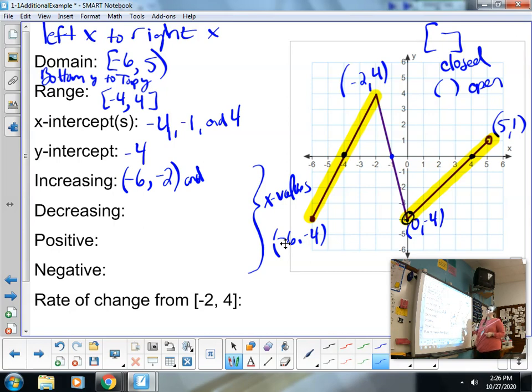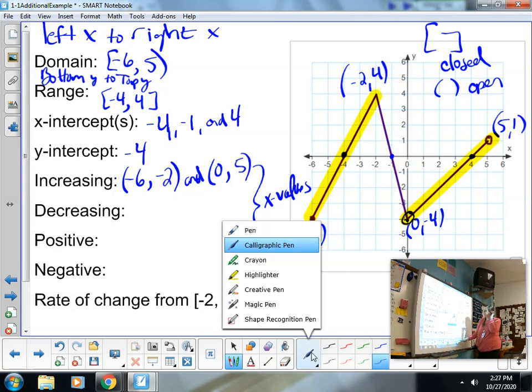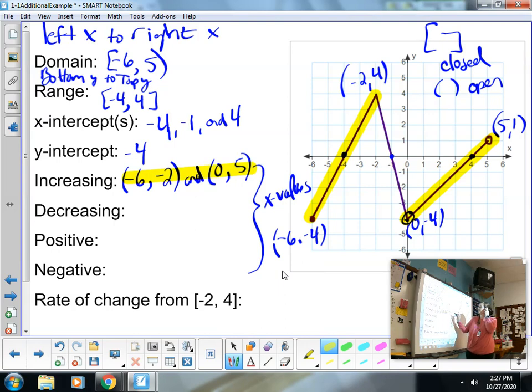There is an additional place where we're increasing, and that's going to be the second piece here. I am starting at an x value of 0, and I am stopping at an x value of 5. So again, increasing, that's where your line is going up. So those match up with the yellow.